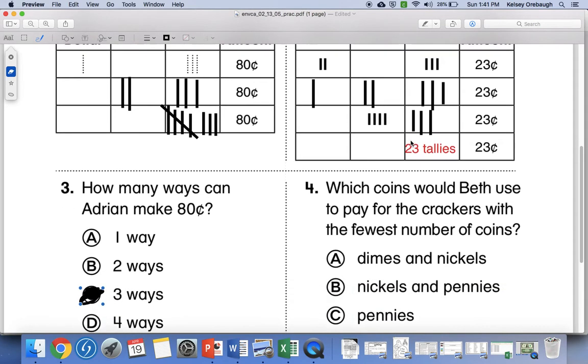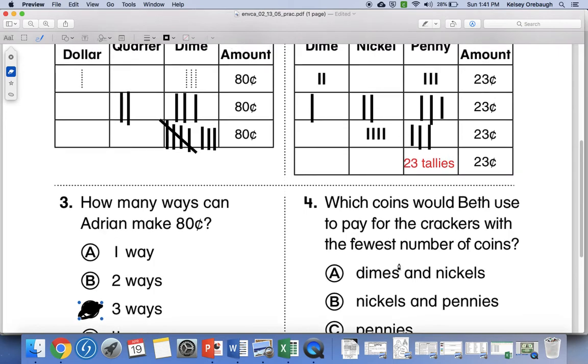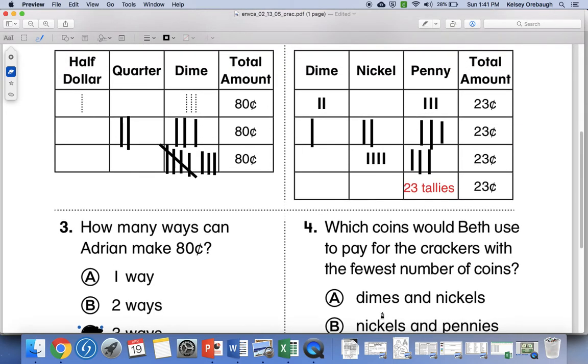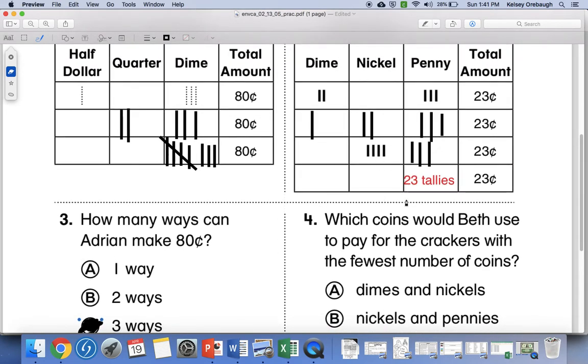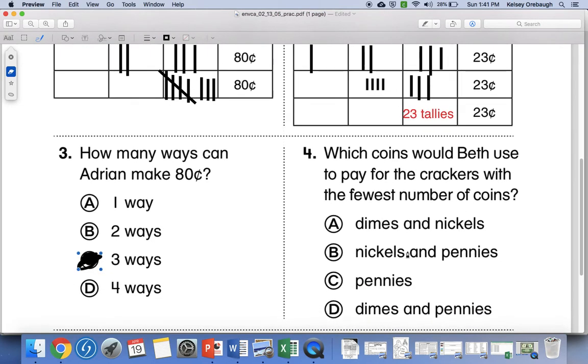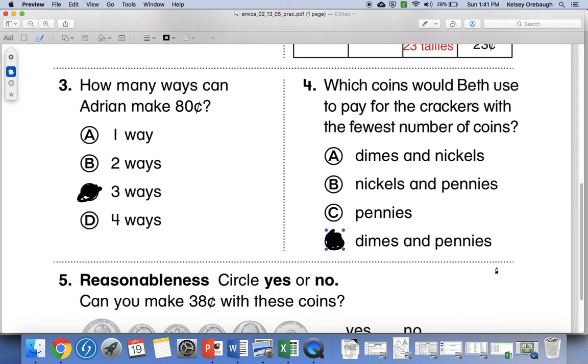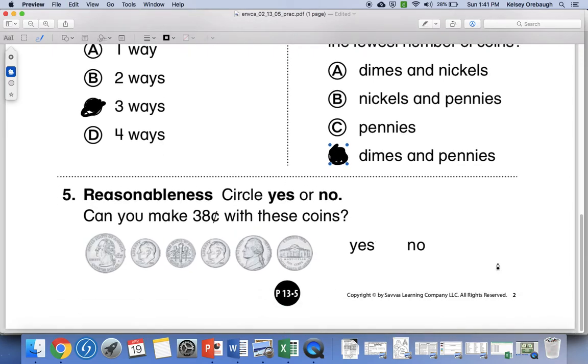5 coins is fewer than 7 coins when she used nickels and pennies. So that is the correct answer, D. She would use dimes and pennies to pay for the crackers with the fewest number of coins. 5 coins is the fewest number she can use to pay 23 cents.